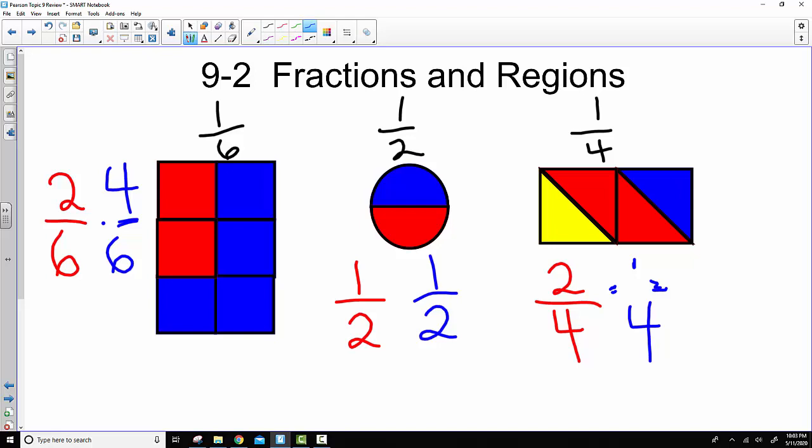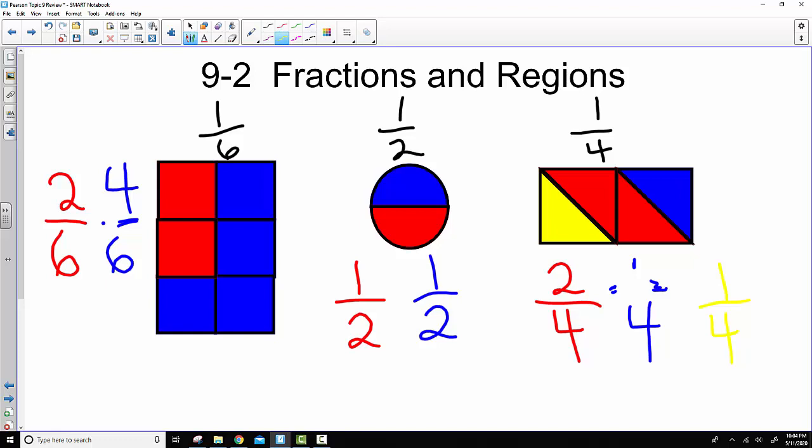Finally, we've finished both of the first 2 figures, but we still have 1 color left. So looking at our final rectangle, we can see that there is 1 part yellow out of the 4 parts. A unit fraction will always have 1 in the numerator position, and the denominator is determined by how many parts a figure is divided into.